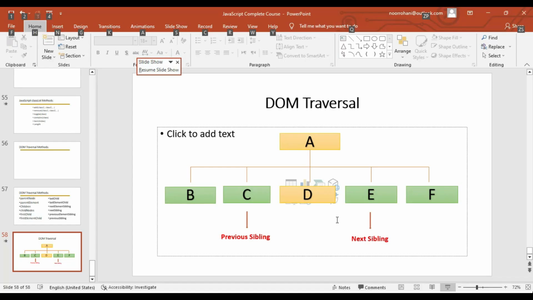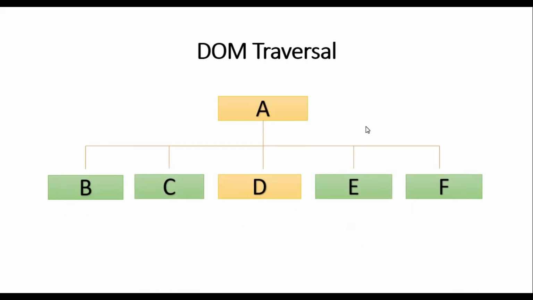So now here you can see that A is the parent of B, C, D, E, and F elements. These elements are the children of the A element, and they are siblings of each other. If we ask what is the next sibling of the D element, it will be the E element. If we ask what is the previous element of the D element, it is the C element. And the next sibling of the E element will be the F element.